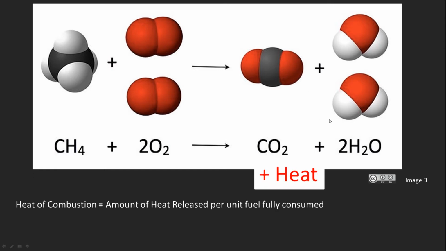So we can now define heat of combustion as the amount of heat released per unit fuel that is fully consumed by the combustion reaction. Essentially, this is just the difference between the chemical bond energies of the reactants and products.